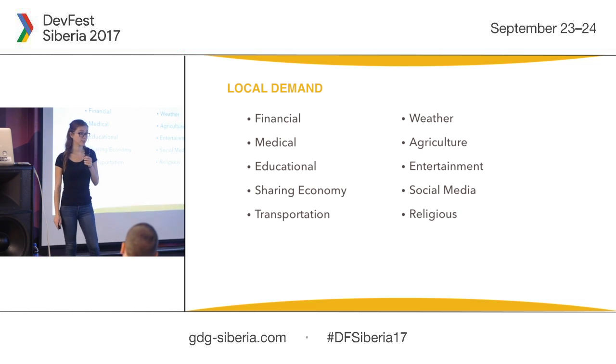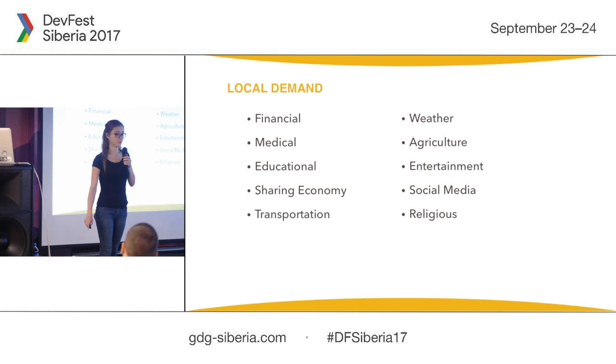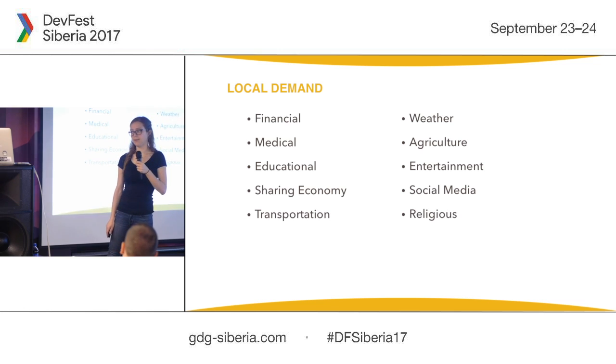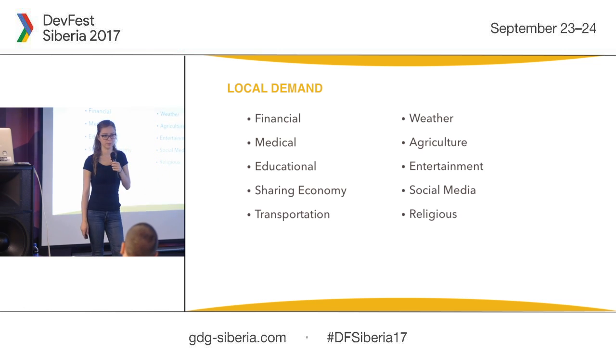For example, Uber is a big deal in Africa, and practically any country has Uber and has local competitors. Weather and agriculture is of course important, given that lots of crops are being grown there. And then entertainment and social media. Everybody has a Twitter account. Everybody in Africa also has a Facebook account. So social media is a big deal there.